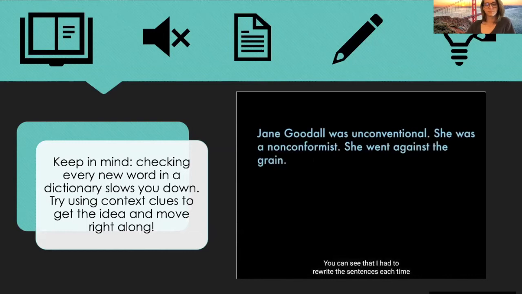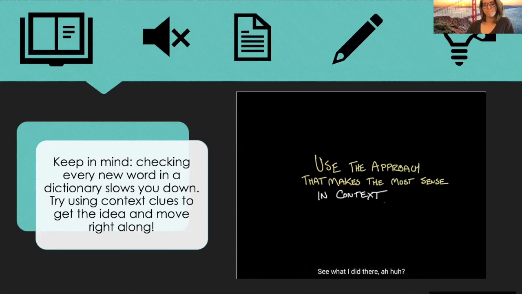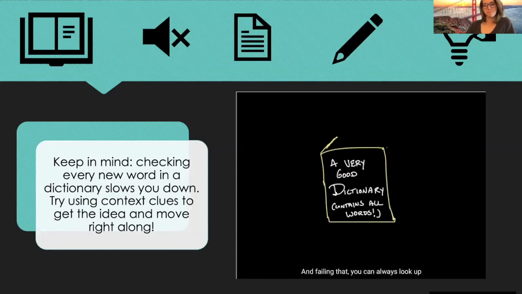You can see that I had to rewrite the sentences each time to apply to each context clue strategy, which shows me that you won't find all 5 context clues every time you need to search for a word's meaning. You need to find the approach that makes the most sense in context. See what I did there? And failing that, you can always look up an unfamiliar word in a dictionary.